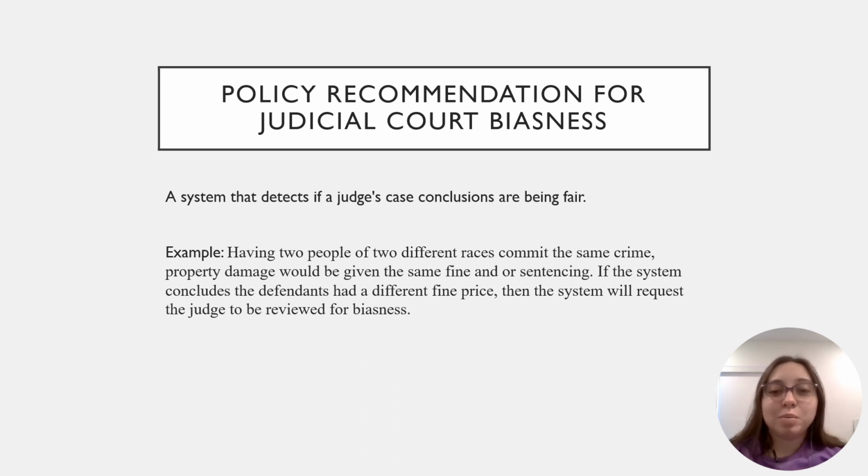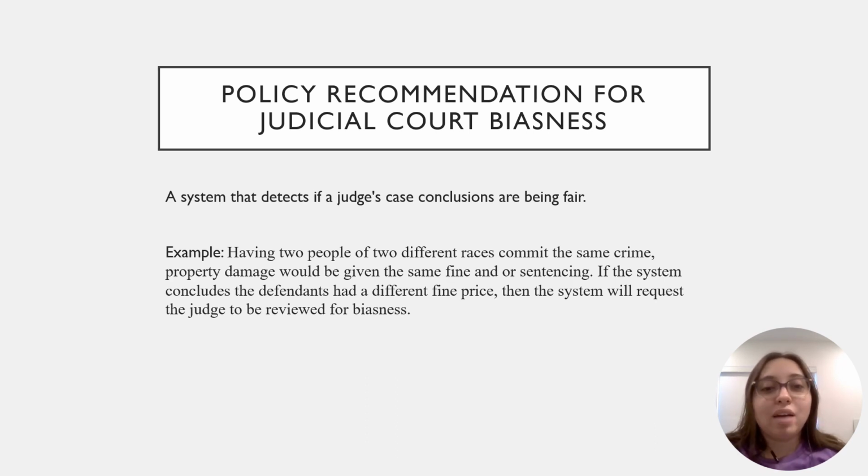My policy recommendation for judicial court bias is that there has to be a system in place to detect if a judge's case conclusions are fair. You have one case that is a petty crime with a white man and another case with a black man with the same type of petty crime, and we're going to want to have that system check, were they given the same fairness or not?